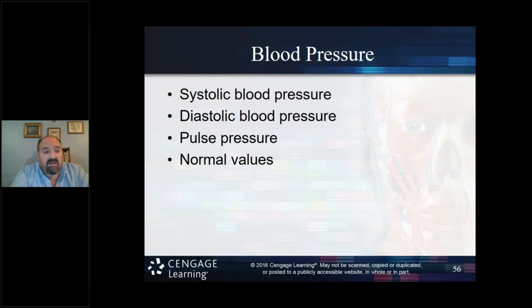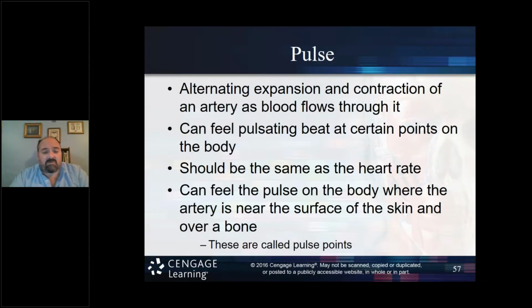So systolic and diastolic pressure, right? We're going to talk about that, as well as what pulse pressure is and the values, okay? So with the pulse, we get an idea of what's going on: the alternating expansion and contraction of an artery as blood flows through it, and so we can actually palpate that, touch it, feel it. You can do it yourself right now. I'm palpating my radial pulse right now. You can feel that pulsating beat, right? And there are multiple areas throughout the body where you can do this.